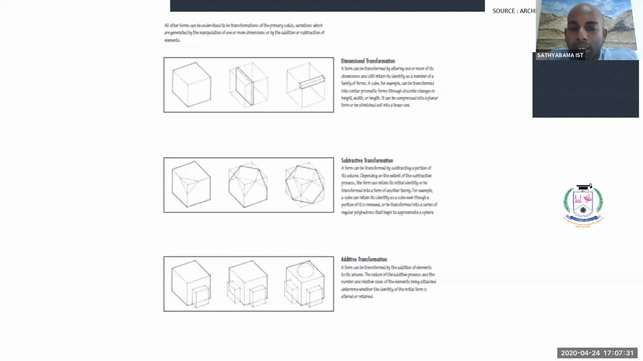And the last and probably the most common is additive. Additive is basically when you add things together, right? And addition, like subtraction, can go to varying degrees. At the most extreme form, it will become very hard to actually identify the original form from which the addition was begun.